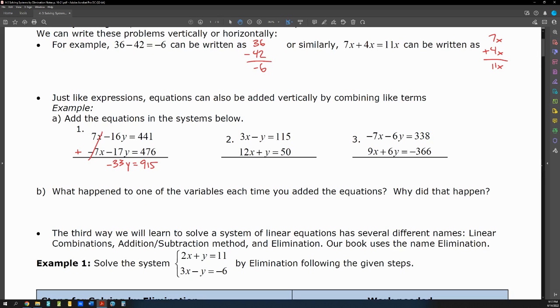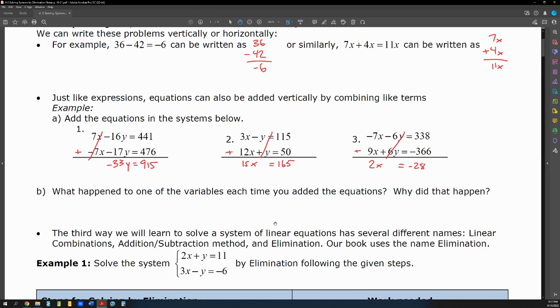In number 2, if we were to add straight down, 3x plus 12x is equal to 15x. Negative y and positive y cancel out. Bring down your equal sign. 115 plus 50 is 165. And the last one, negative 7x plus 9x gives us positive 2x. Negative 6y and positive 6y cancel out. Bring down your equal sign. 338 plus negative 366 is equal to negative 28.